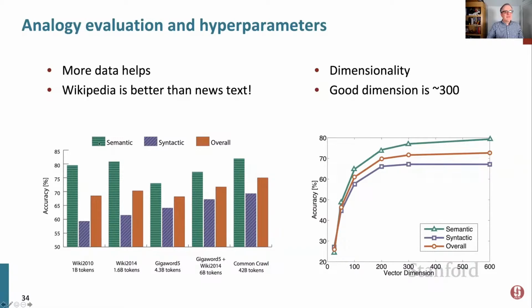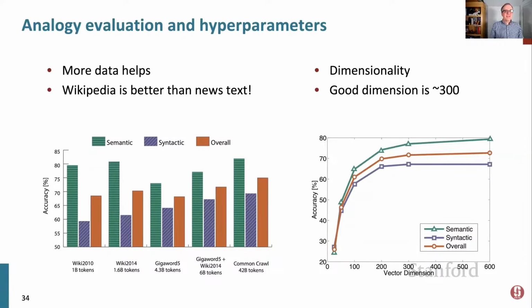This looks at the semantic, syntactic, and overall performance on word analogies of GloVe models that were trained on different subsets of data. In particular, the two on the left are trained on Wikipedia. And you can see that training on Wikipedia makes you do really well on semantic analogies, which maybe makes sense because Wikipedia just tells you a lot of semantic facts. I mean, that's kind of what encyclopedias do.